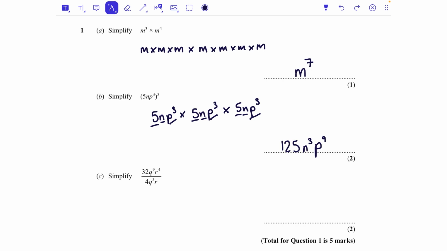Question C, we're going to simplify, and we're dividing the top and the bottom of the fraction by anything they've got in common. So I can divide the top and the bottom by 4, and that gives me 8. I can also divide the top and the bottom by q cubed, which leaves me q to the power of 6 on the top, because when we divide, we take away the powers. And I can also divide the top and the bottom by r, and that would leave me with r cubed on the top. All I'm left with on the denominator is 1, so that can just stay 8 q to the power of 6, r to the power of 3.